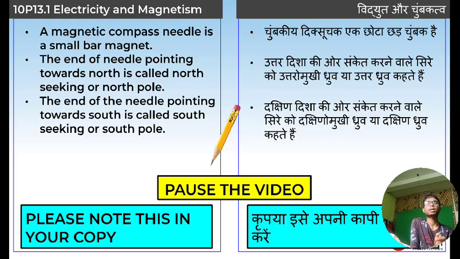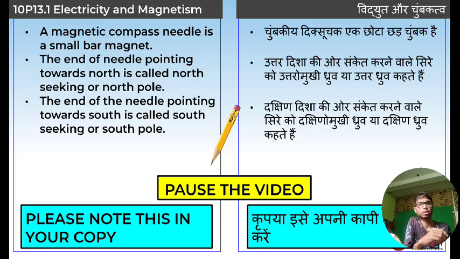A magnetic compass needle is a small bar magnet. The compass needle is like a bar magnet. The end of the needle pointing towards the north is called north seeking or north pole. The end of the needle pointing towards the south will be called south seeking or south pole.